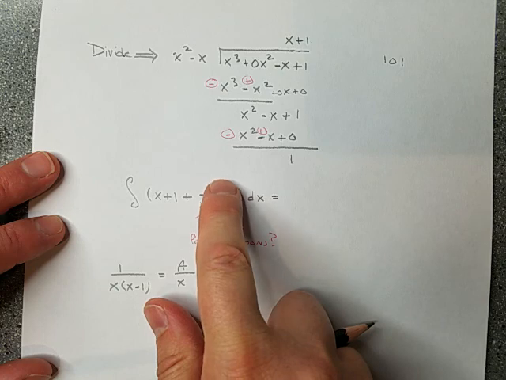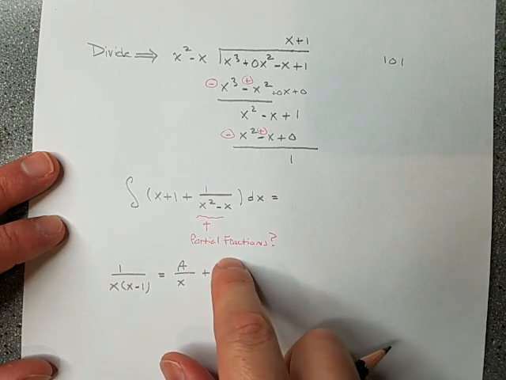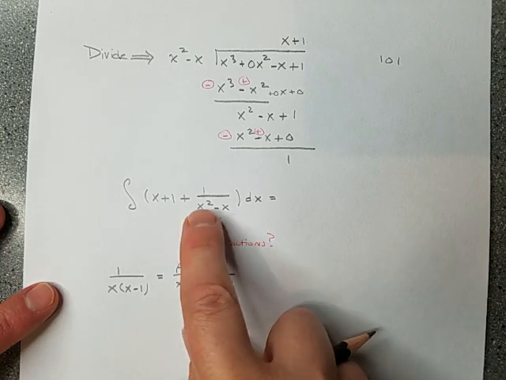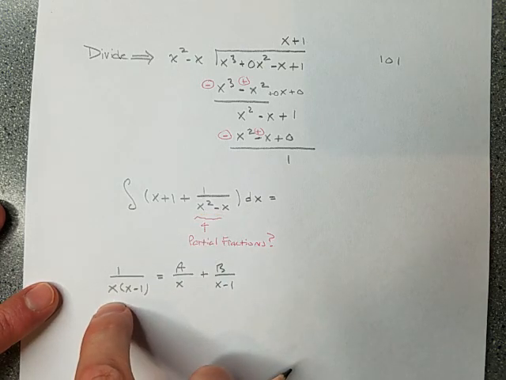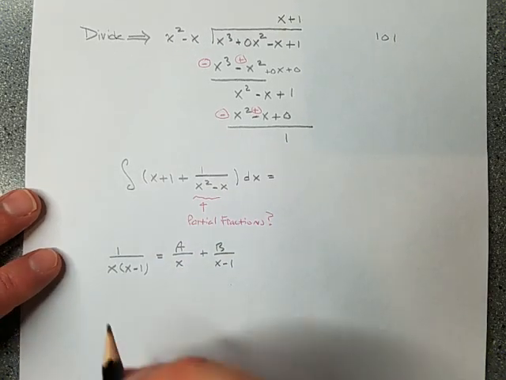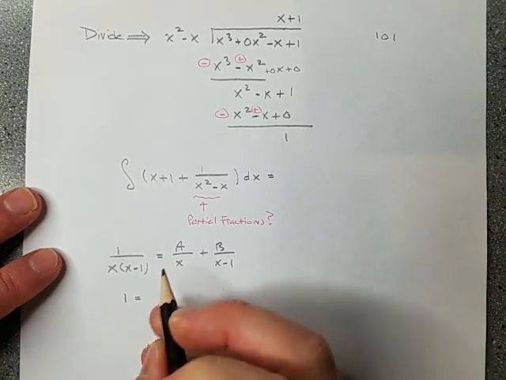So I took 1 over x squared minus x. I considered that it's probably partial fractions. I need to see that factored, so I factored it. And then I think that that's the breakdown. Let's see. How is it going to work out from there?